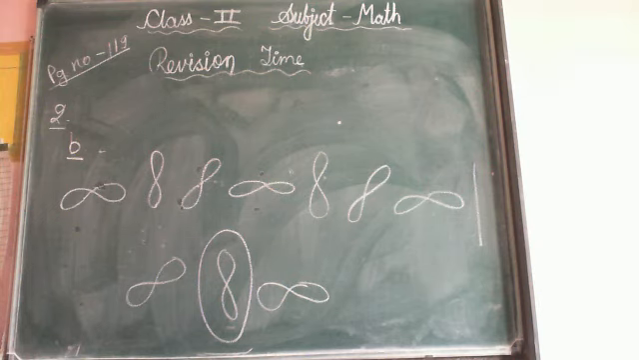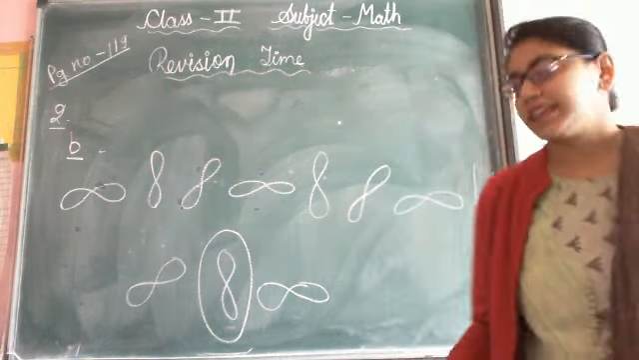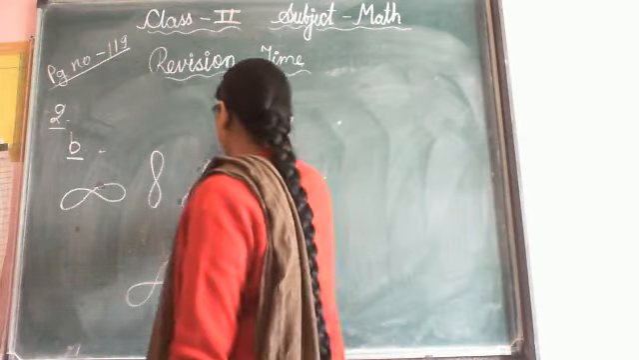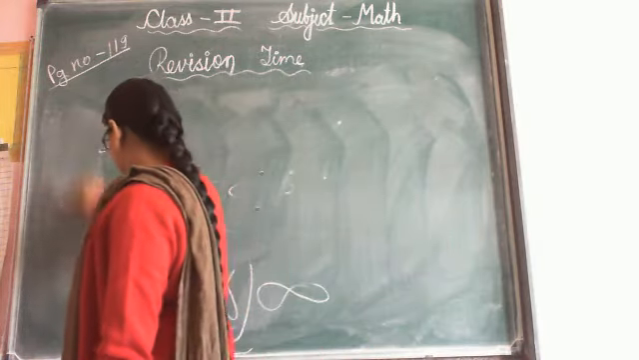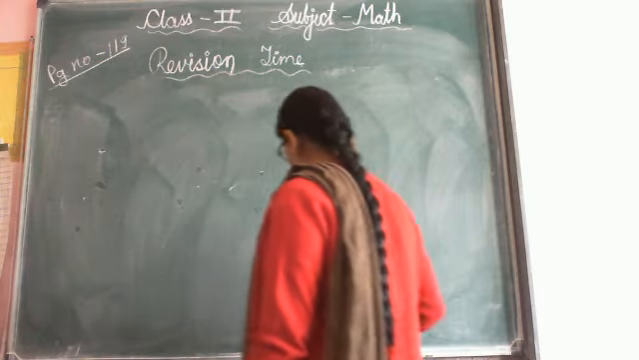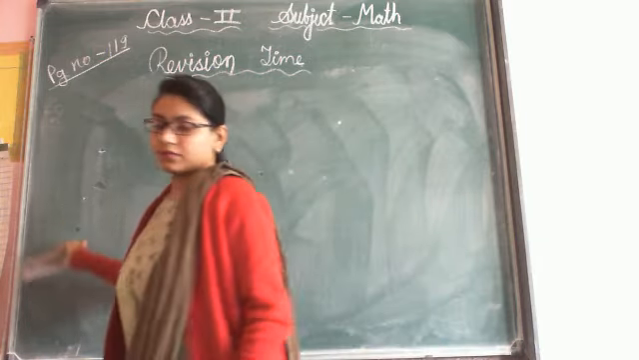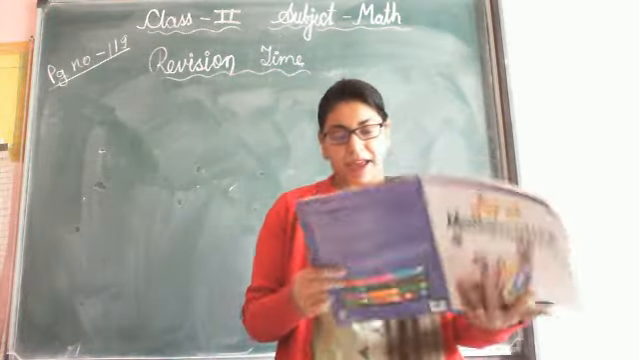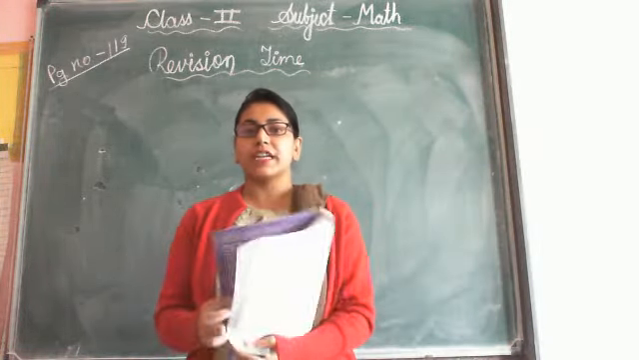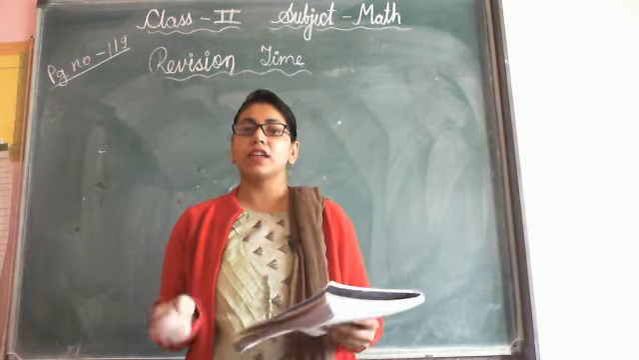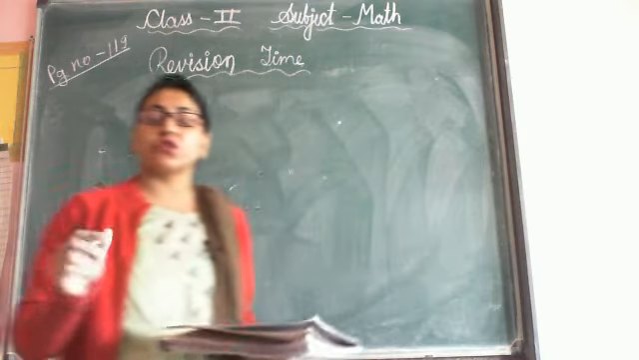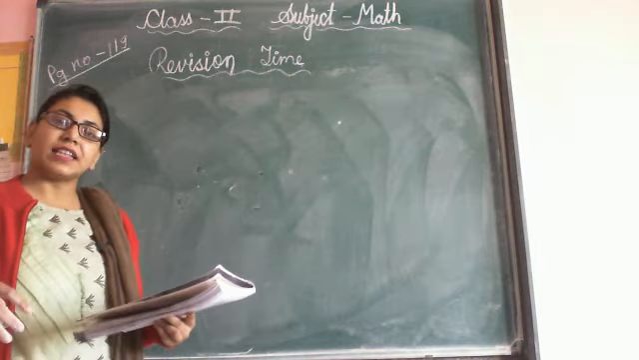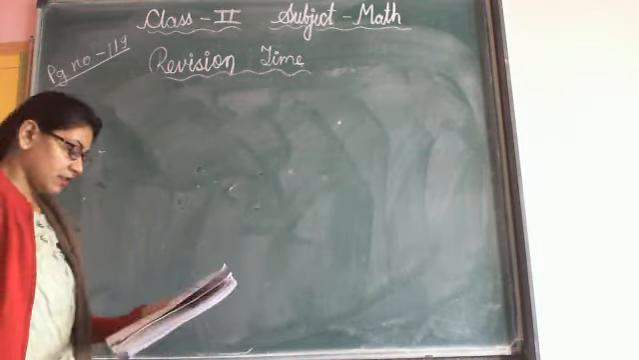So I hope students you are done. So let's see the next question, question 3. Okay, so question 3 is continue the pattern by filling the missing numbers. We need to now continue the pattern by filling the missing numbers. First of all, we will observe the pattern. What is the gap between two numbers? Then we will complete the pattern.